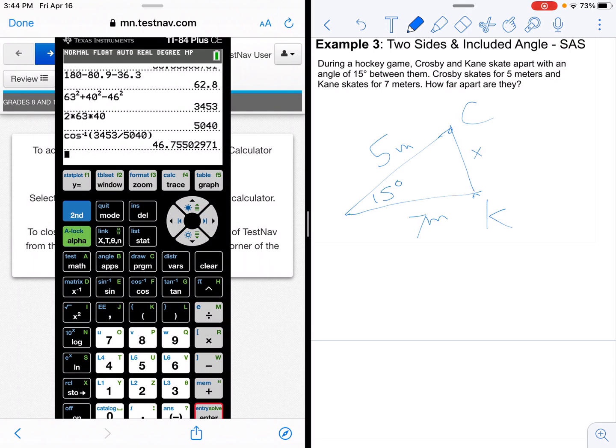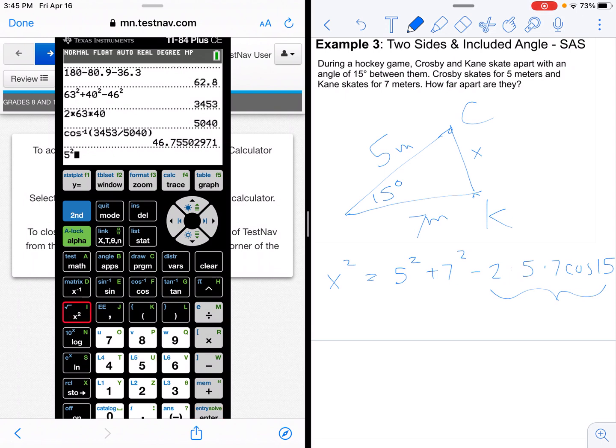So since I'm looking for a side, I'm going to use the other form of the law of cosines. And that says x squared equals 5 squared plus 7 squared minus 2 times 5 times 7 times cosine of 15. And then just remember your order of operations. You're multiplying all of these before you're subtracting. A common mistake I've seen students do is to do this out of order.